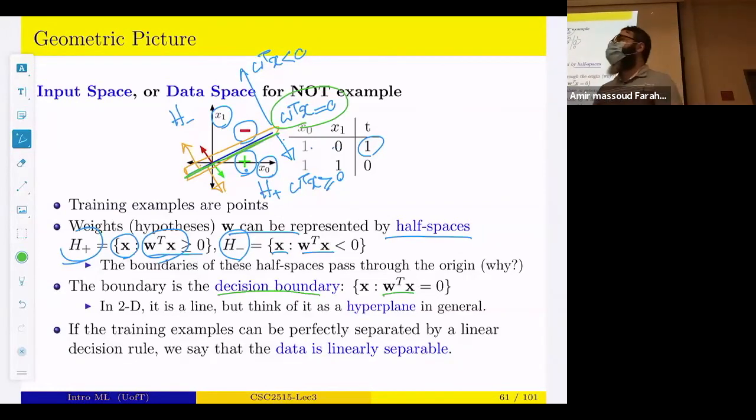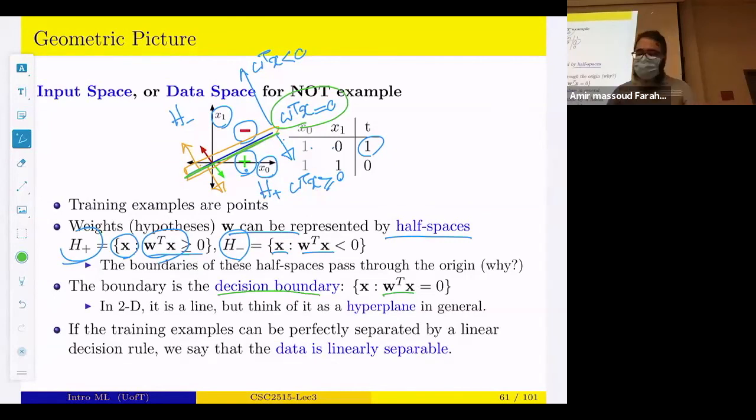Yes? I wonder how do you know the lower part is the H plus class? Oh, so this is just for visualization. It depends on your choice of W, right? Depending on W, one side of it would have positive values, the other side would have negative values. So here, assume that this is the right weight, so that the correct side has a positive value.